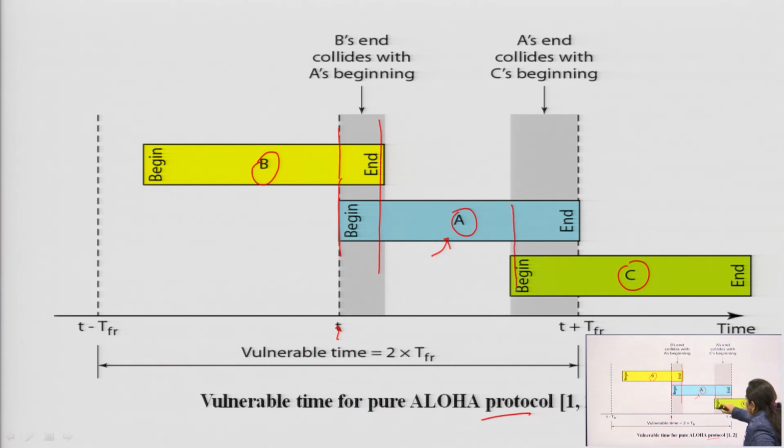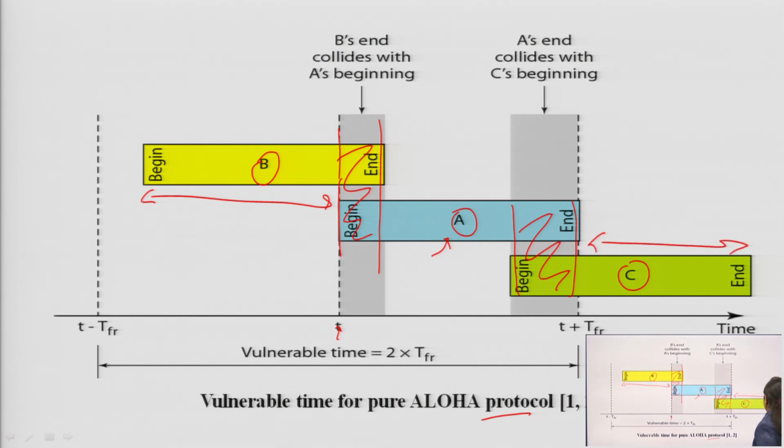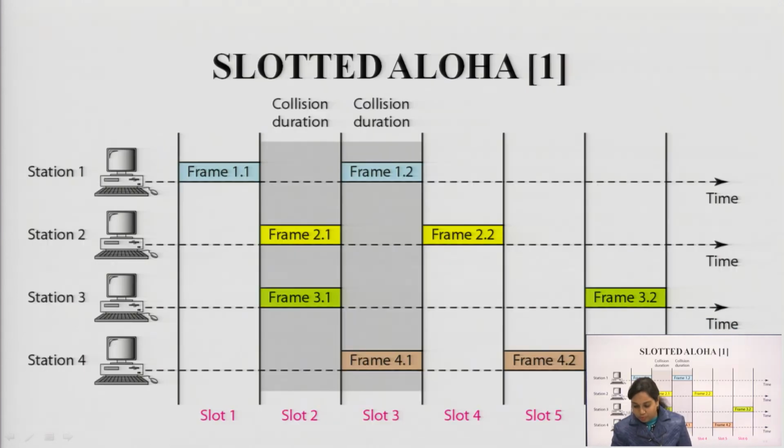This is the duration where the collision and overlapping will take place, so loss of information will be there. You can see that the maximum amount of information is lost in the A frame, because it will collide with B and also with C, and this amount of data will be transmitted without any collision. So, this is how you calculate the vulnerable time using the pure ALOHA protocol.